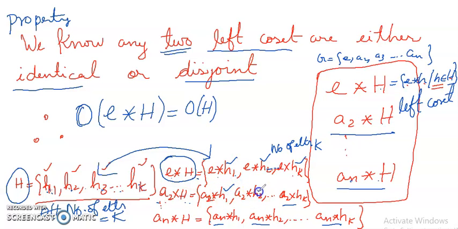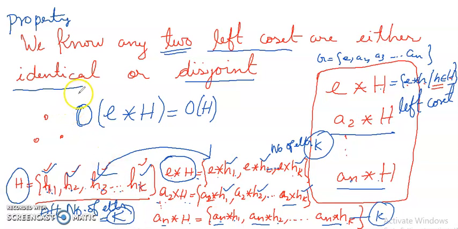1, H1, 1, H2, 2, Hk, etc. up to Hk. Number of elements is k. You take An star H: An star H1, H2, An star Hk. Number of elements is k. How many elements are there? H1, H2, H3, Hk. Number of elements is k.